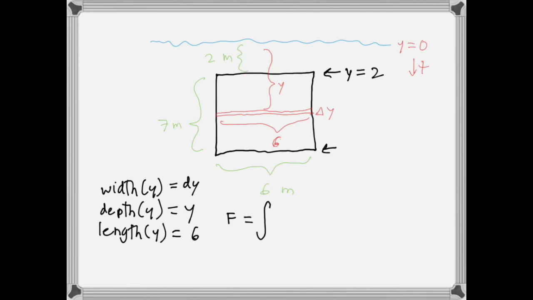Because again, we went down 2 meters from the water to reach the shape. And that means if we go down 7 more, which is what that 7 meters on the left says, this is going to be y = 9, right? So we are going from 2 to 9, and we're going to do length times depth times width. And so it's just going to be 6y dy.